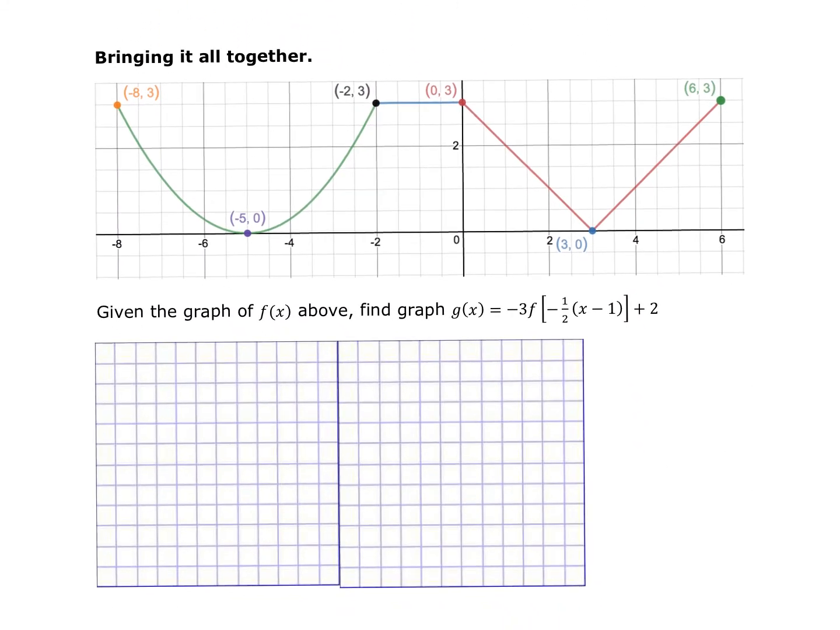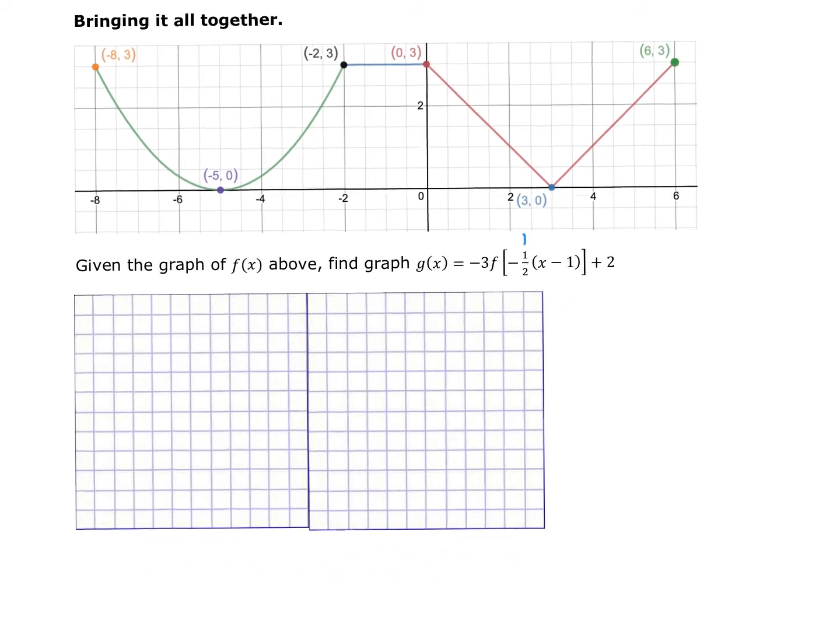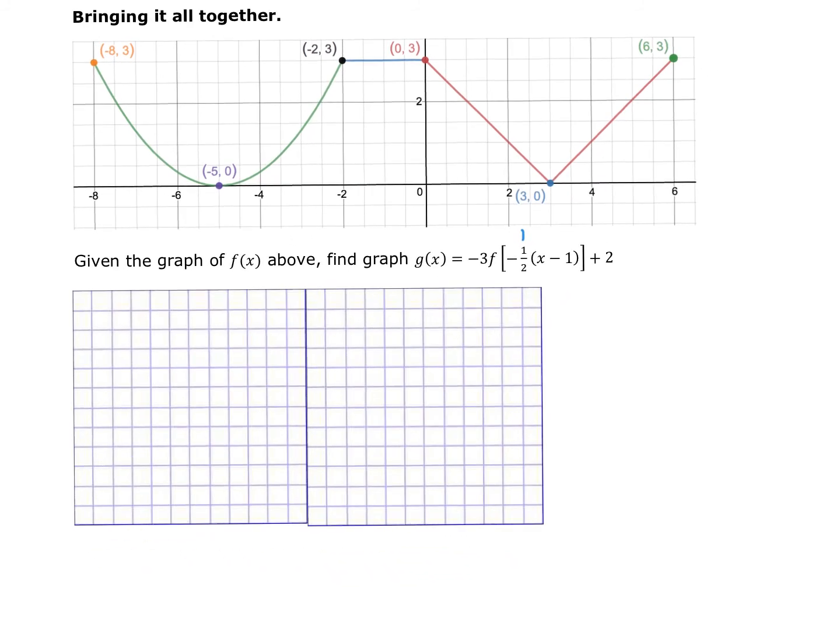So now let's bring it all together. I'm going to do this by all the key points, step by step. First thing I'm going to do is this. Well, what does this do to my key points? So I'm going to write all my key points right here. I'm going to start from the left. -8, 3, -5, 0, -2, 3, 0, 3, 3, 0, and then 6, 3.